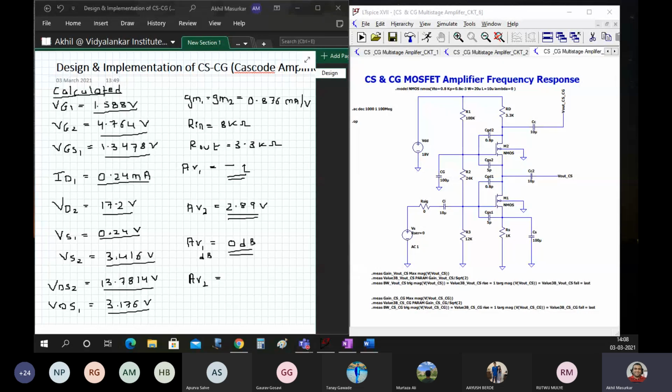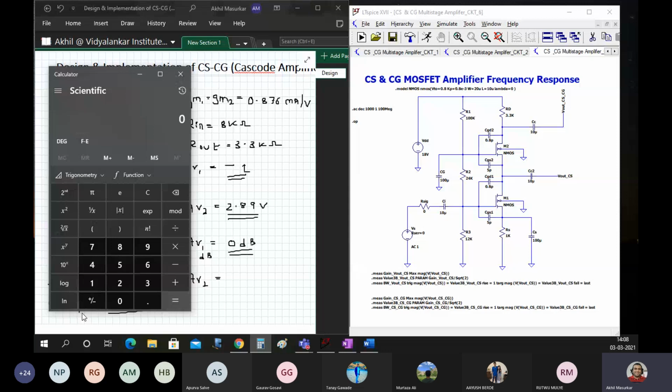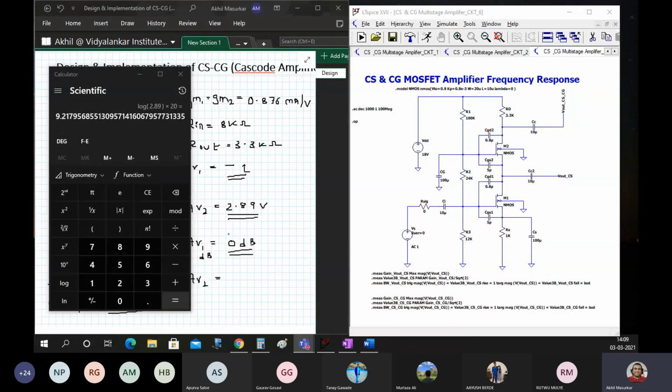2.89, log of that, into 20. Let me see. Just check the answer, everybody. Yes, correct. It is 9.2179 dB. Now, why are we doing this?